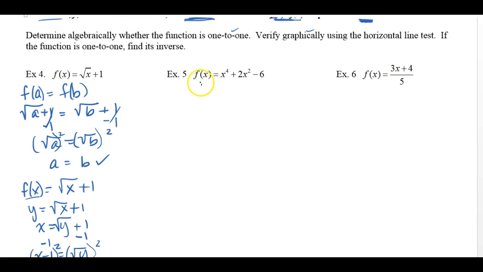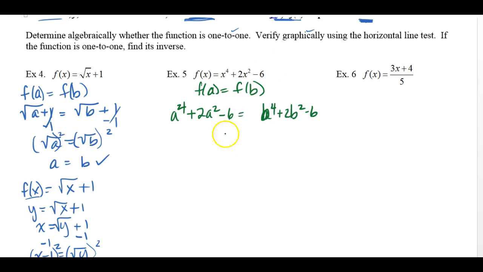We need to find out if f of a is equal to f of b, because that would mean a and b are the same. All right, so rewrite your function with a's: a to the fourth plus 2a squared minus 6. That equals b to the fourth plus 2b squared minus 6. So now we just start to solve this. So plus 6, plus 6, so it makes our 6's go away.